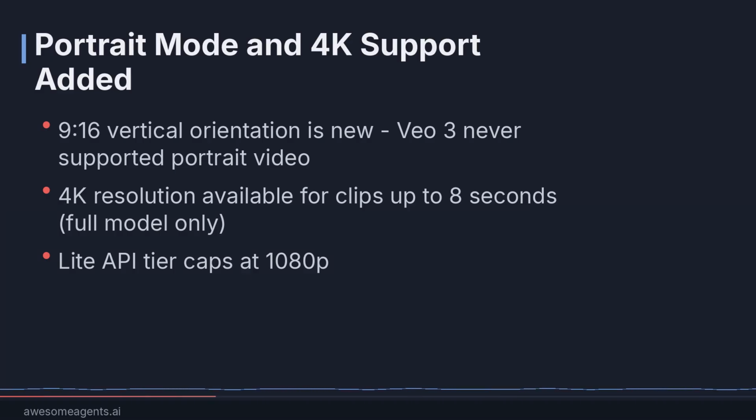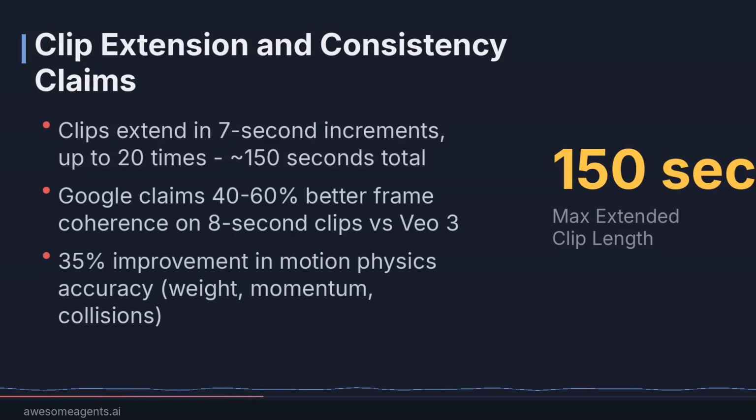Portrait mode is new, 9:16 vertical orientation, which the old model never supported. Anyone making content for mobile-first platforms couldn't really use Veo 3 for their main format. That seems like a huge miss they corrected. TikTok, Reels, Shorts, they're all vertical. Also, 4K support for clips up to 8 seconds, and you can now extend clips in 7-second increments up to 20 times. You can build something approaching 150 seconds total. You know what is wild to me? That's actually usable. That changes the value proposition.